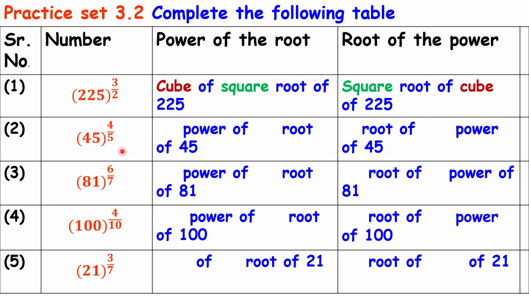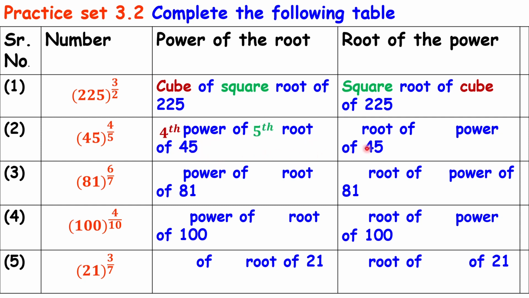Example number 2, 45 raised to 4 upon 5. You observe the example, which is the base. Correct, 45 is the base and 4 upon 5 is the index, in which 4 is the power and 5 is the root. So first we will write power of the root. So first you take the power means numerator of the fraction, that is 4 means fourth power of root is 5, that is fifth root of 45.